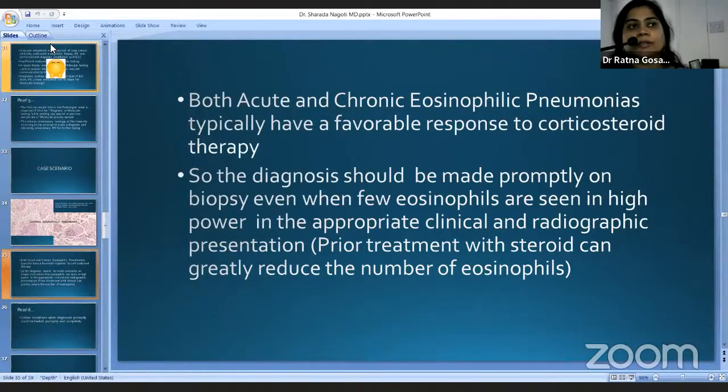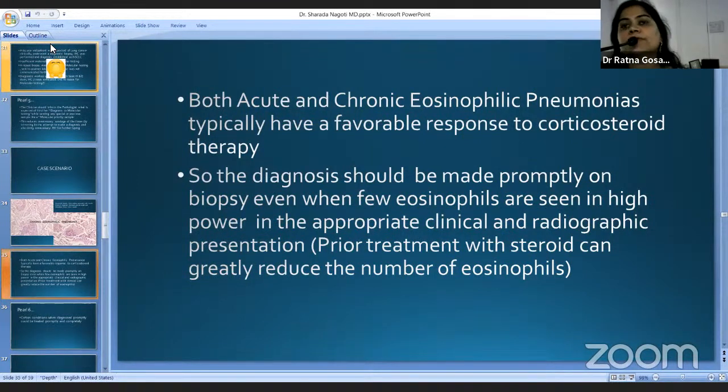So in such cases, the diagnosis should be made promptly on biopsy, even when few eosinophils are seen, in the appropriate clinical and radiological context. We have to keep in mind that prior treatment with steroids in such cases may greatly reduce the number of eosinophils. That is why, when there is a proper clinical and radiological context, always go to the biopsy and look for the eosinophils.